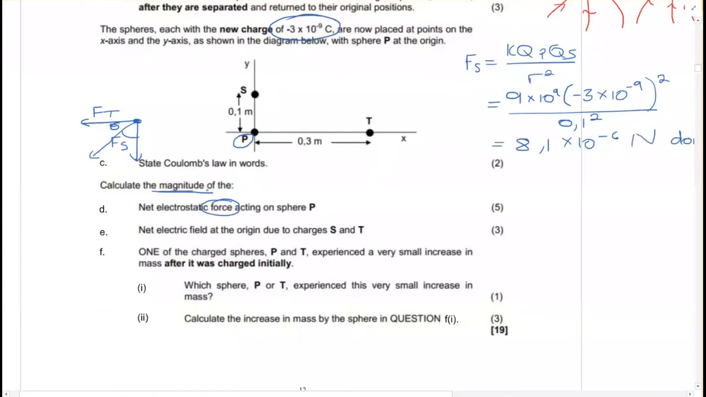Just remember that would be if they didn't ask for magnitude, hey? So we're not going to do it for this one because this one just wants the magnitude. So we don't have to calculate the direction.